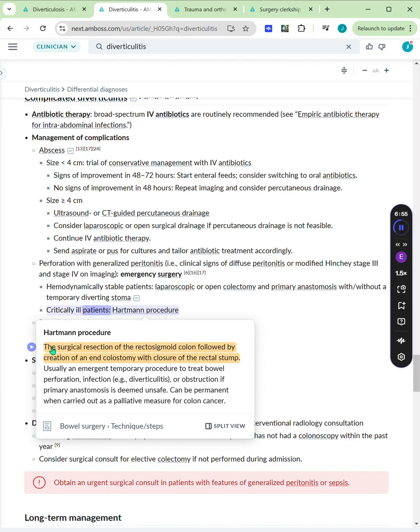Hartmann procedure is the surgical resection of the rectosigmoid colon, followed by creation of an end colostomy with closure of the rectal stump. It is usually an emergent temporary procedure to treat bowel perforation, infection, e.g., diverticulitis, or obstruction if primary anastomosis is deemed unsafe. It can be permanent when carried out as a palliative measure for colon cancer.